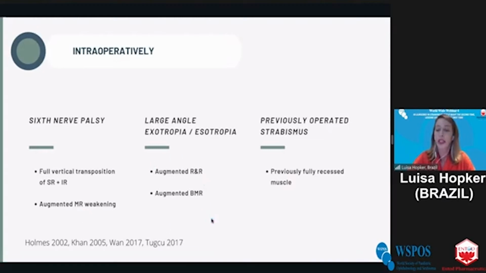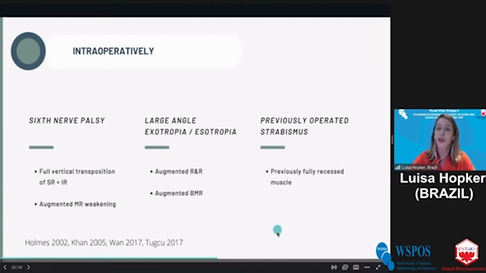And Dr. Hunter has some very nice studies on that. And in previously operated strabismus, if you have a previously fully recessed muscle. So let's go for an example.